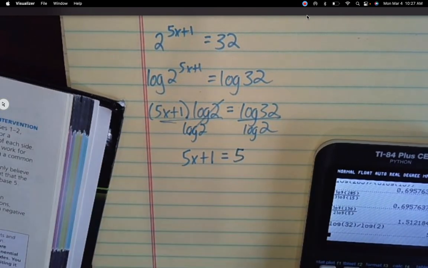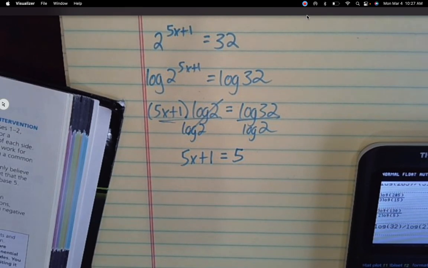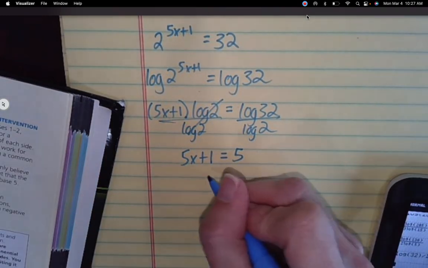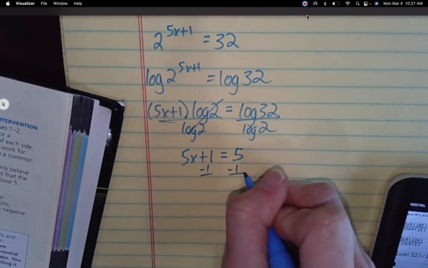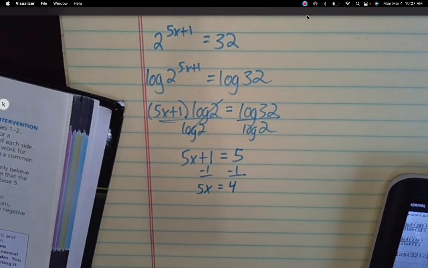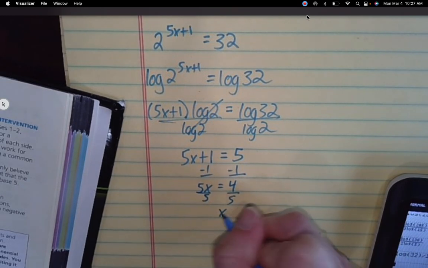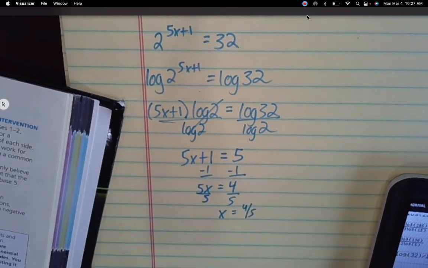So then, all right, now how do you finish solving? You have to just subtract 1. So 5x equals 4. And then what? Divide by 5. So we get 4/5. What about for a fraction? You would just keep it as 1 over 16. Like that's the log of 1 divided by 16.